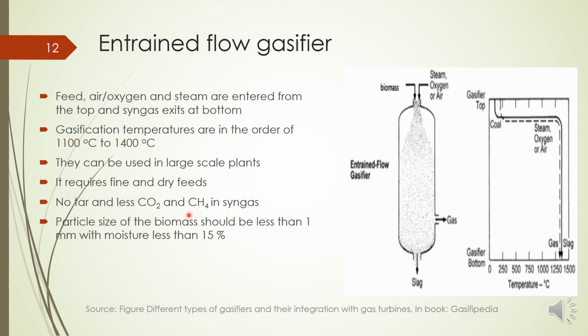But the disadvantage is we have to be very careful about the biomass. So biomass should be very dry and very small in size, that is less than 1 millimeter. So particle size of biomass should be less than 1 millimeter, and moisture should be less than 15%.